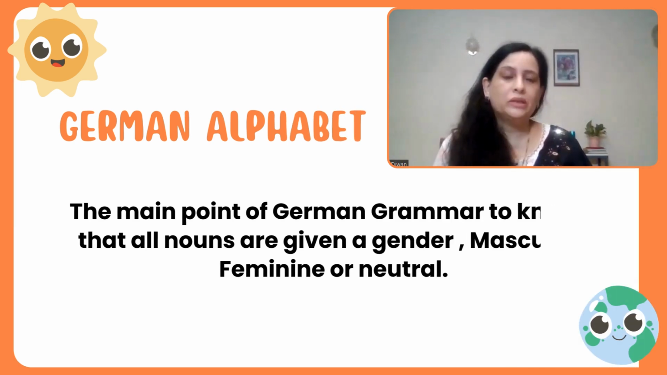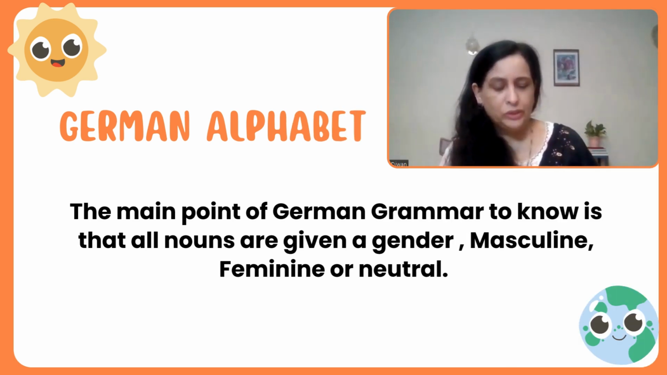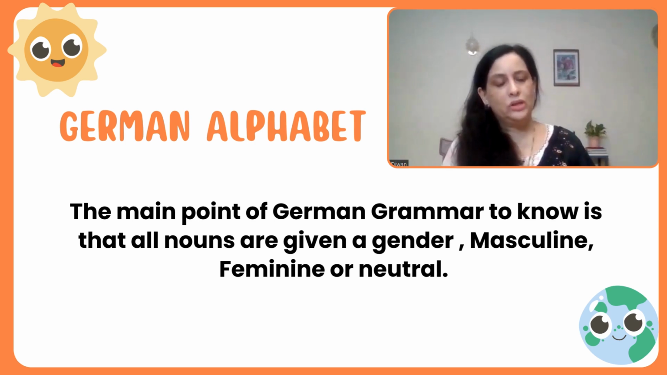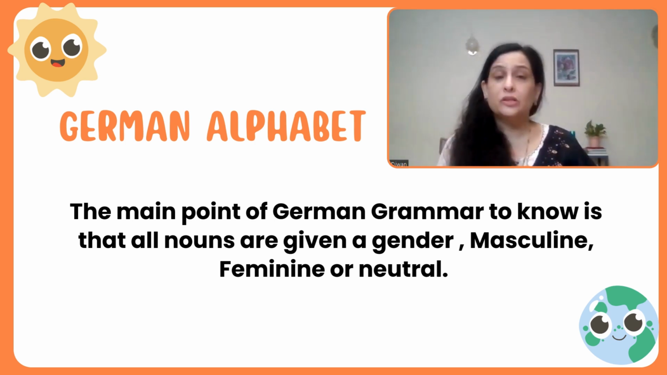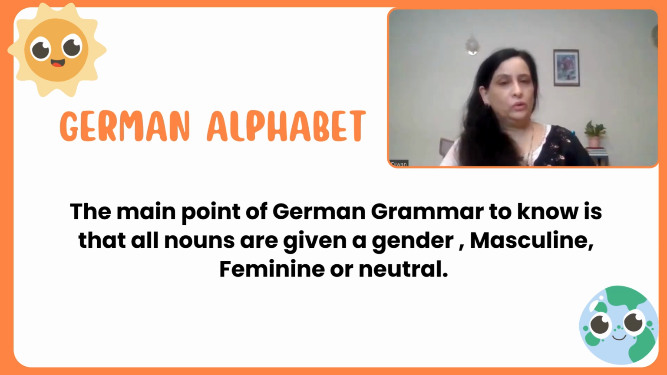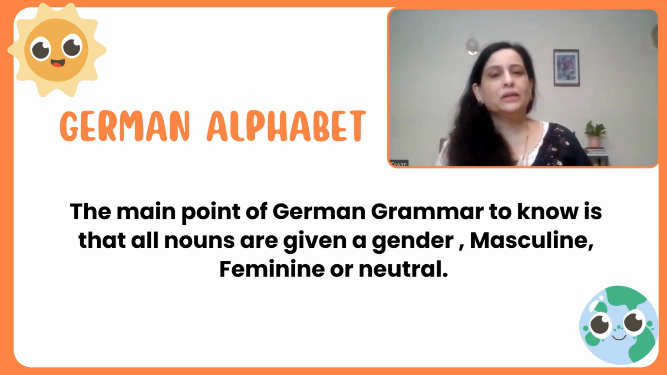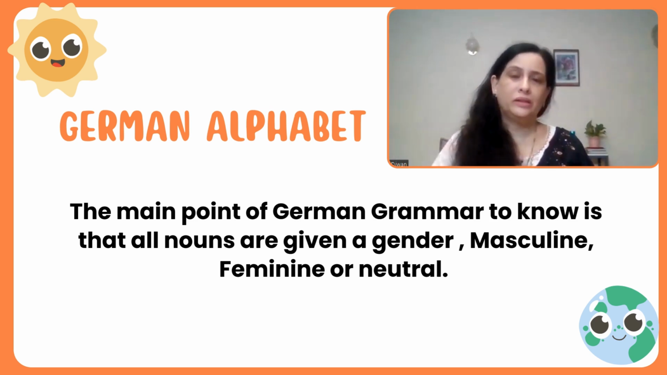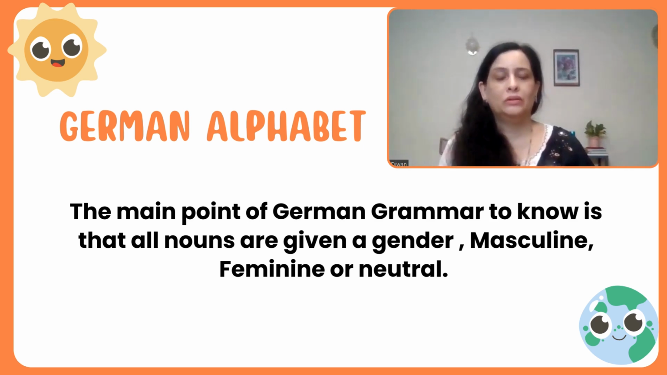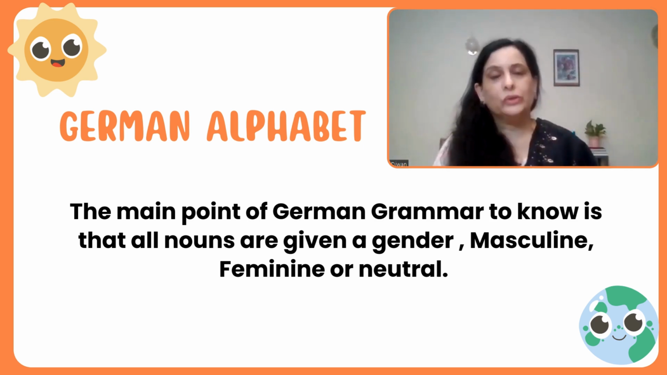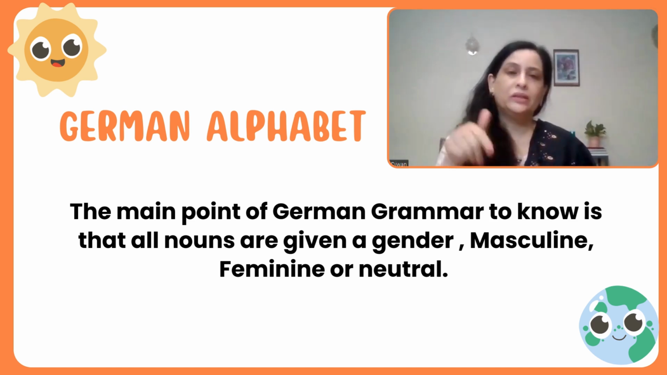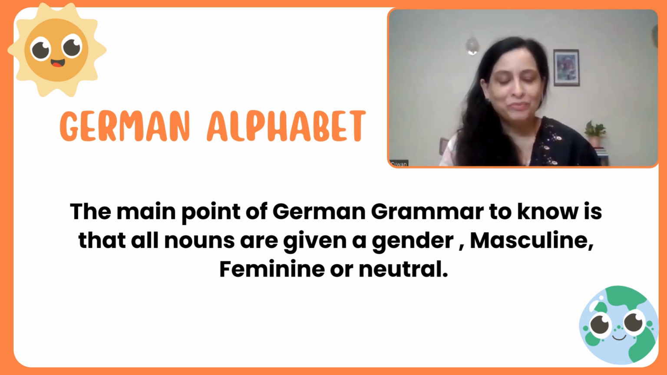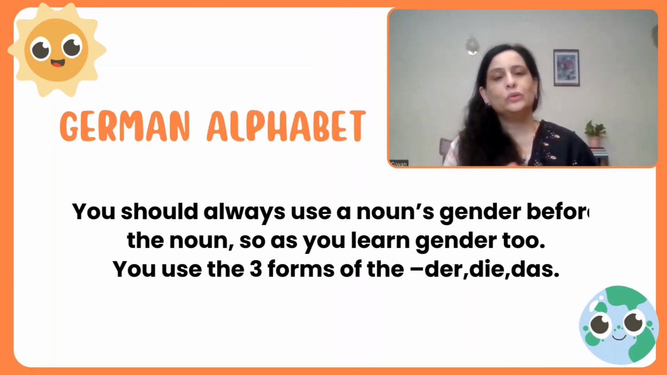Now, the main part of German grammar to know is that all nouns are given a gender, whether it is masculine, feminine, or neutral. It should have a gender, and this is a very important part of German grammar. Again, there is a separate video on my channel called definite articles. There I have explained it in a more detailed way. Again, I will give a link in the description box. You can go through it. But I will just explain in brief.